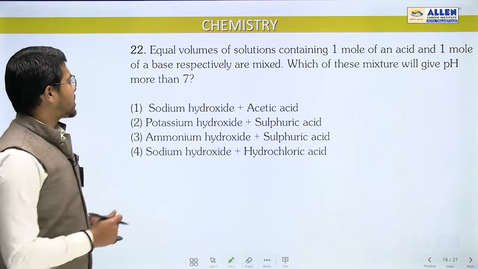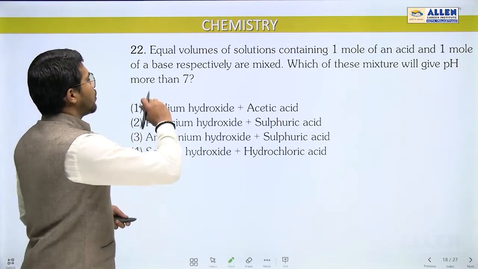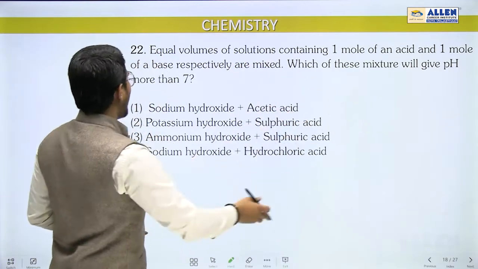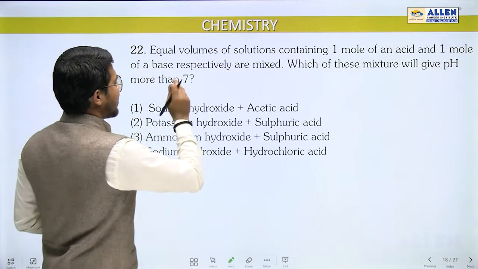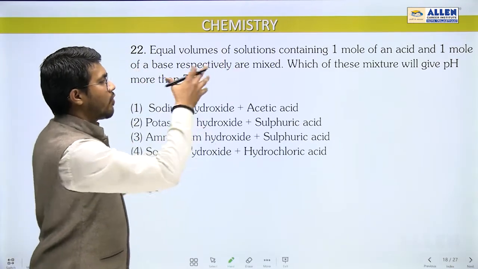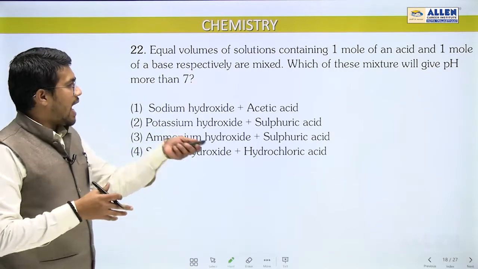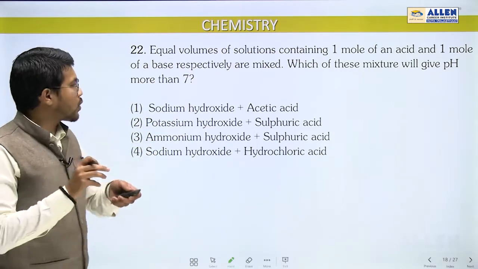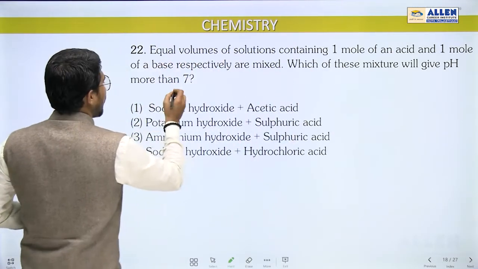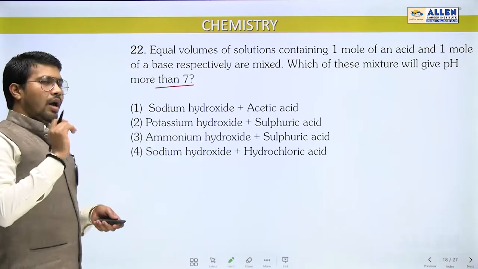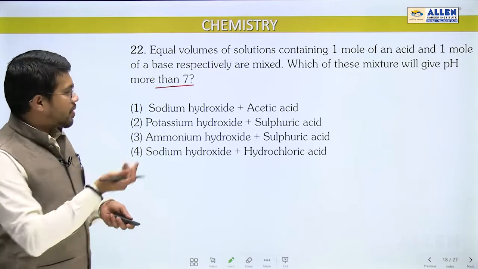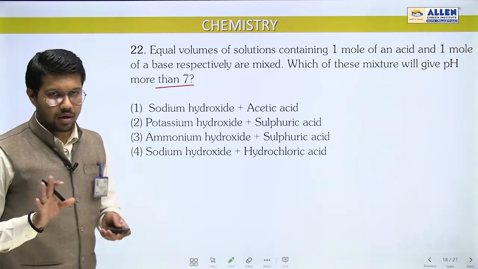Next, we have this question: equal volumes of solutions containing 1 mole of an acid and 1 mole of a base respectively are mixed. Equal volume of solution containing 1 mole of acid and 1 mole of base. So, acid and base both are reacting together. Which of these mixtures will give pH more than 7? A solution which is of basic nature can give us a pH which is more than 7.